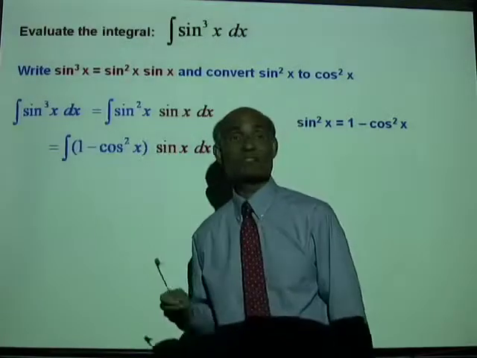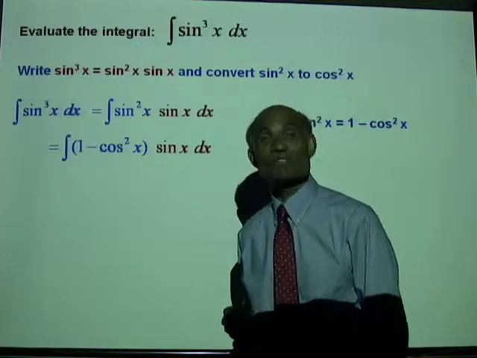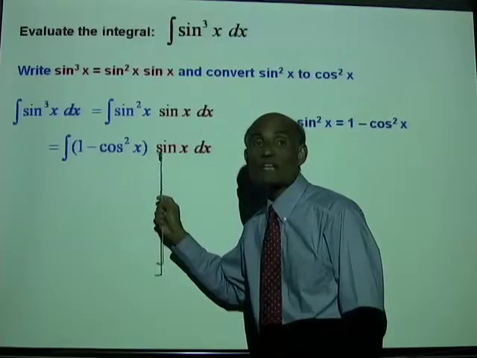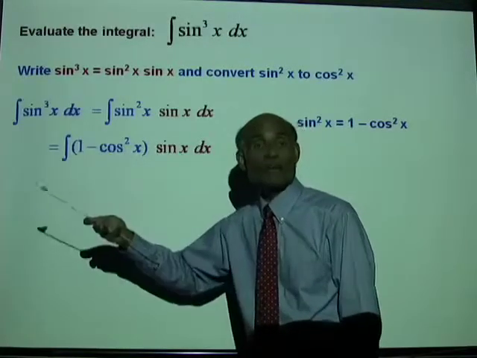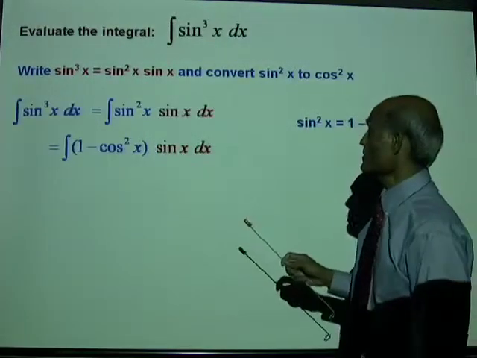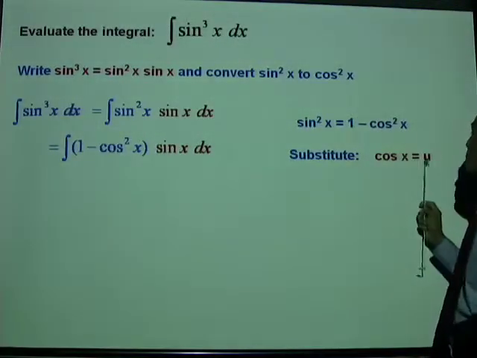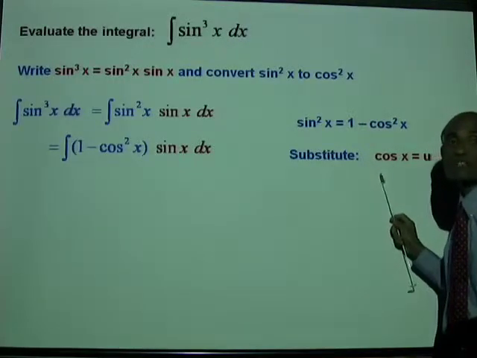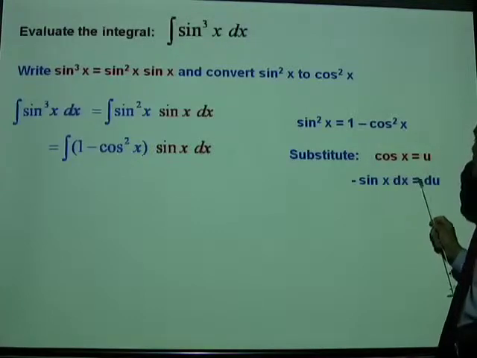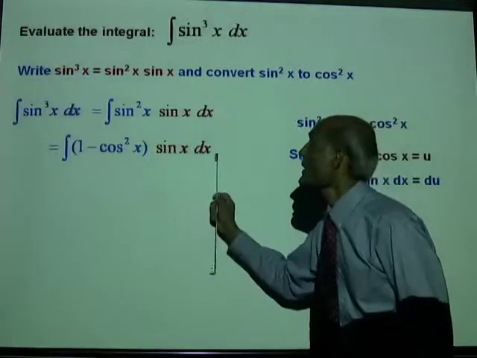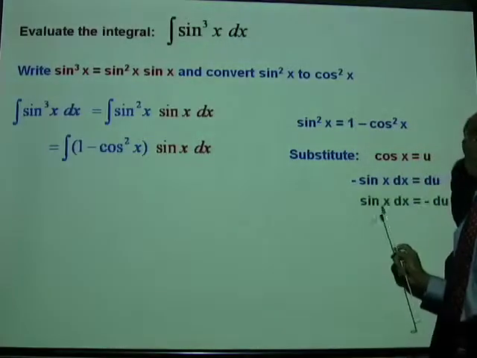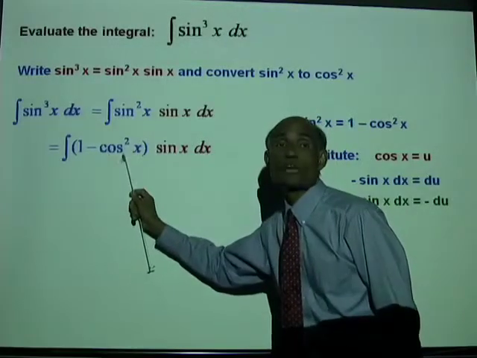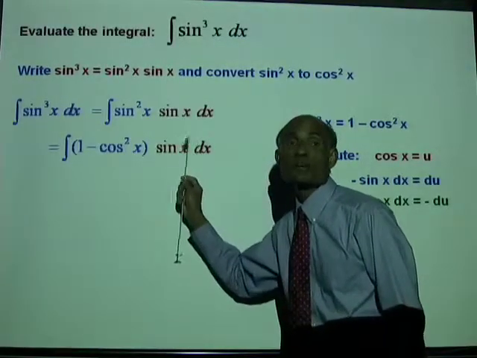Well, we can now do a substitution. What is the substitution? We can make cos x equal to u so that sin x dx will have the du form. So our substitution is cos x equal to u. Then the differential of cos x is negative sin x dx. Negative sin x dx equals du. Therefore, what is sin x dx? Sin x dx is negative du. When cos x is replaced by u, sin x dx becomes negative du.